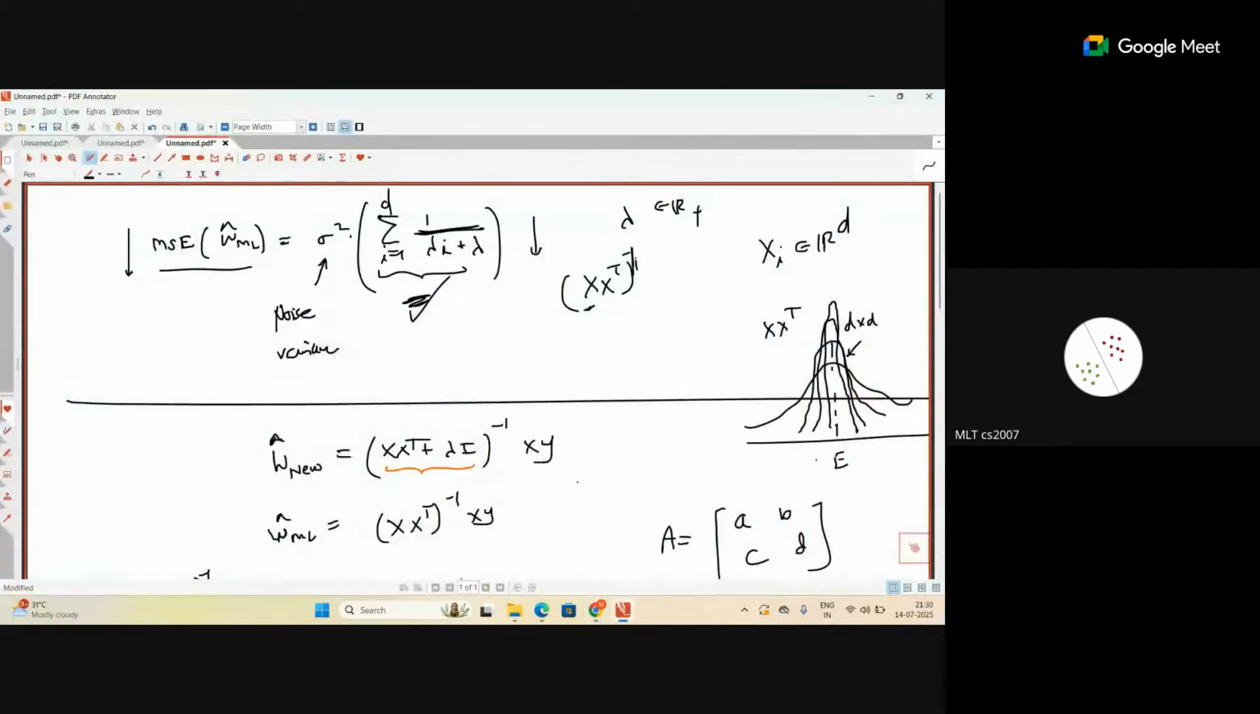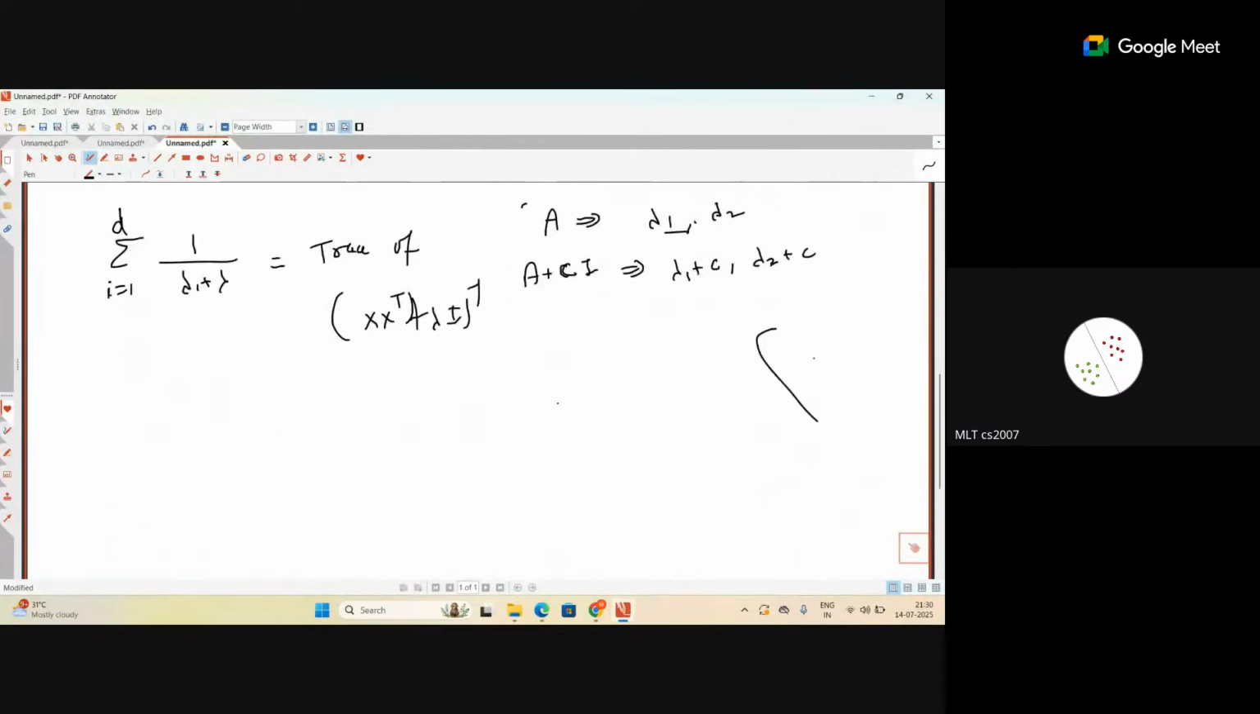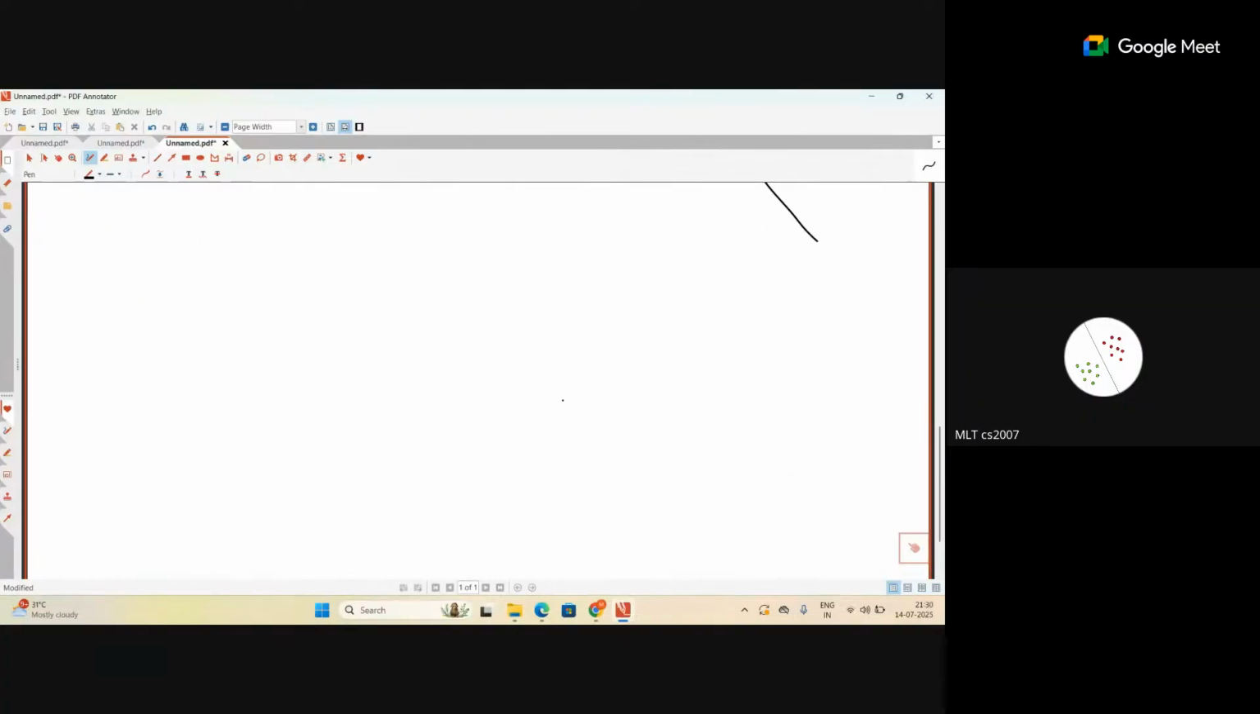Okay. Is that okay? And I think we have now understood, right? Like what is the purpose of it? So what we are able to achieve here is the expectation between, let's say, W new minus W, or W hat new rather.